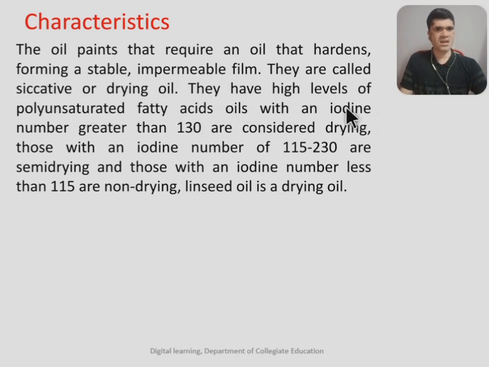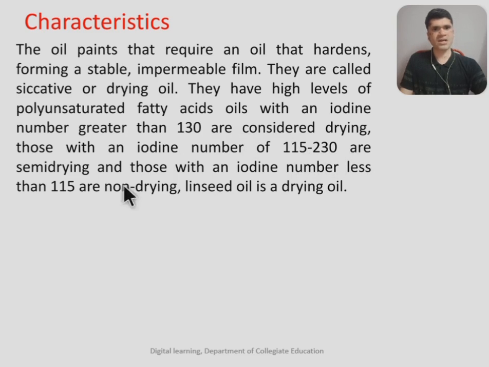They have high iodine numbers, greater than 130. These are polyunsaturated fatty acids with iodine number greater than 130. So what is iodine value? It is the number of double bonds, an indication of the double bonds present in the oil, and oils with iodine number greater than 130 are considered drying.